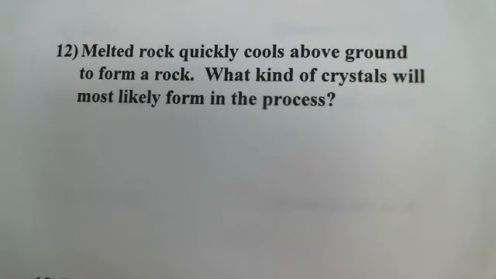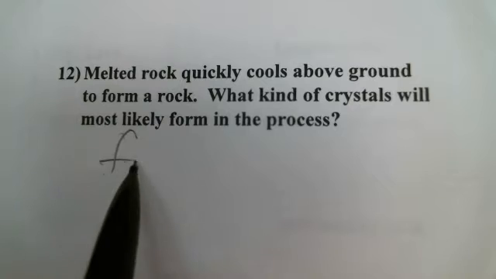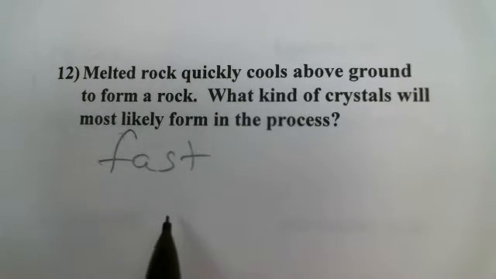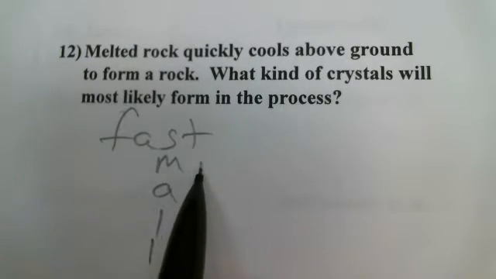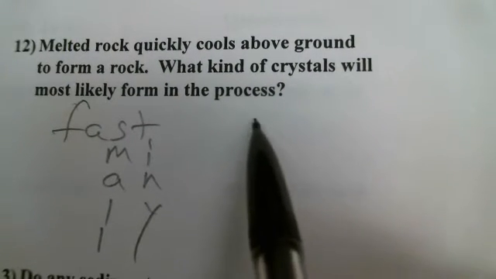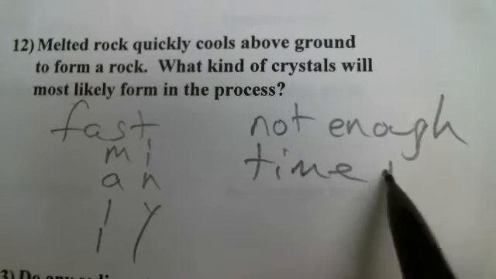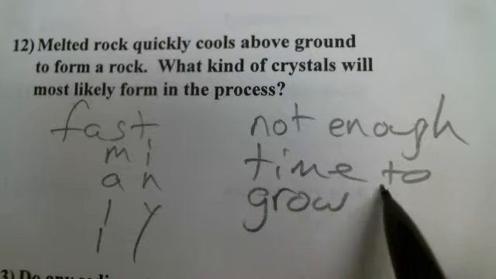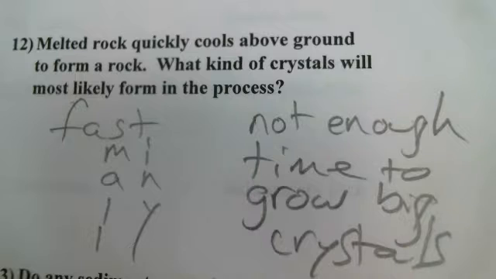Backside, number 12. Melted rock quickly cools above ground to form rock. What kind of crystals will most likely form in this process? Well, another word for quick is fast. And when you have fast cooling, you're going to end up with small crystals, or you could say tiny crystals. But if it cools fast like this, then there's not enough time to grow big crystals. So all the crystals will be small.